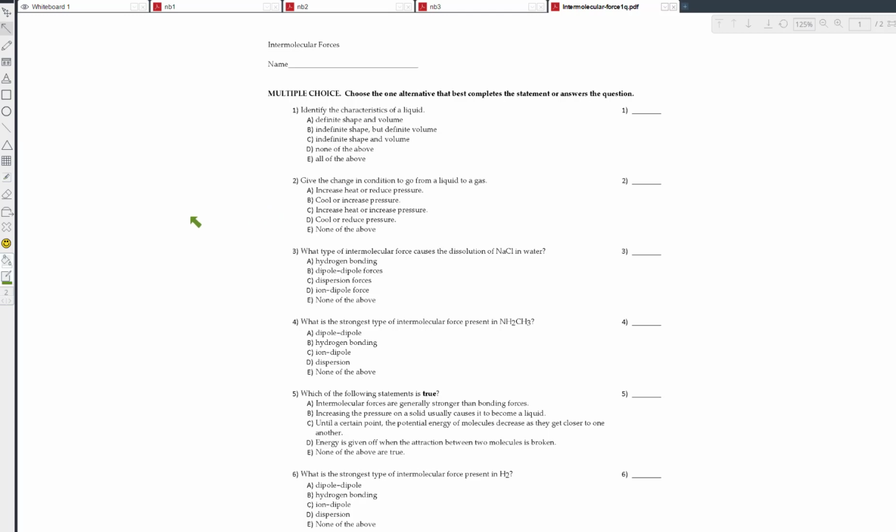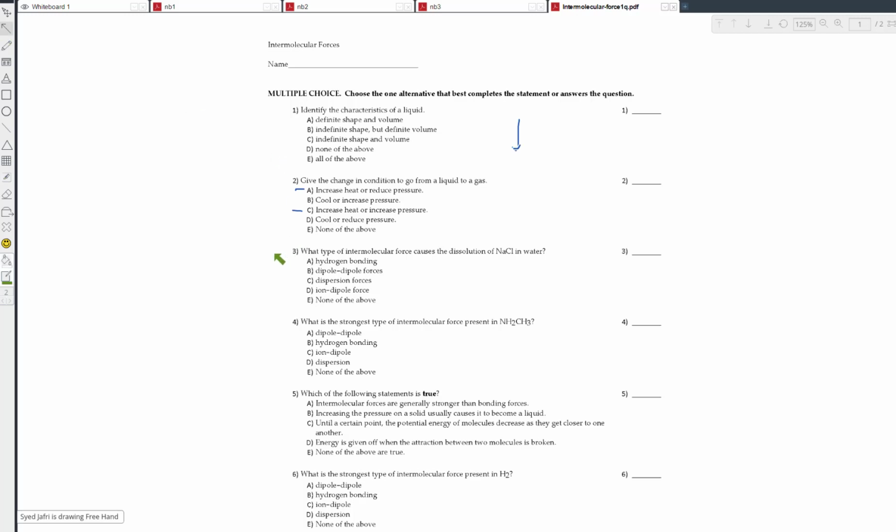What about the second? The change in condition to go from a liquid to a gas. It would have to increase heat. Even if we don't know the answer, at least we know the answer is going to include increased heat, am I right? Right. So either the answer is going to be A or maybe C. So let's see this one.